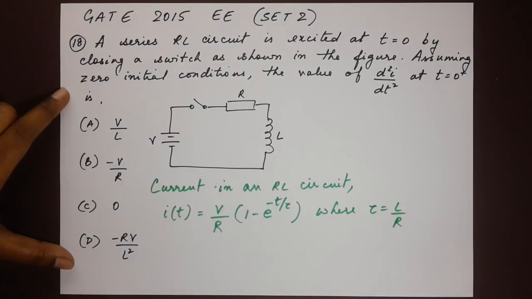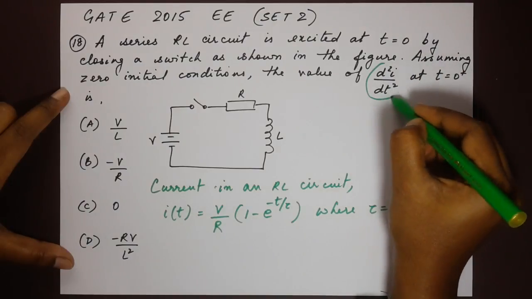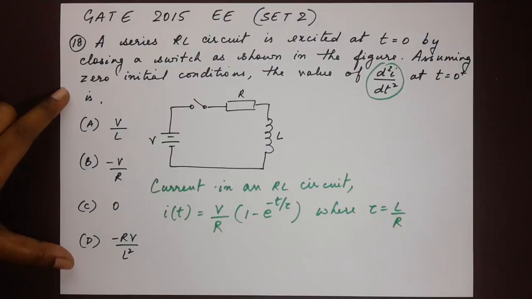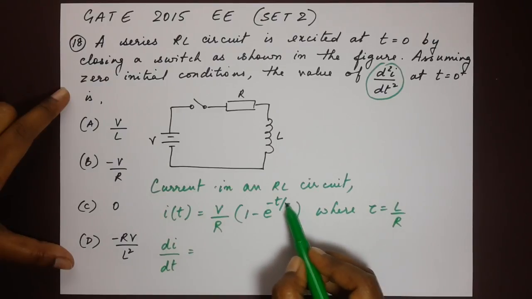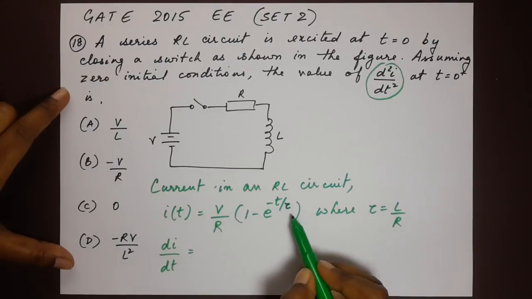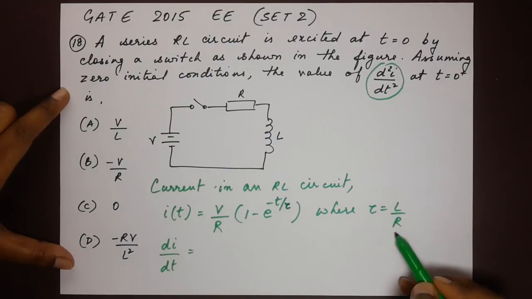So now that we have the standard equation of current, all we have to do is differentiate it twice, because the question asks us for d square I by dt square. So let's start with differentiating this equation one time. So that's di by dt. Okay, so let's first differentiate it keeping tau as it is. Once we do that, then we'll substitute the value L by R.